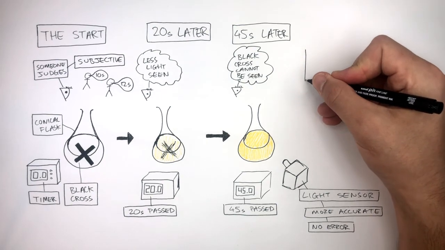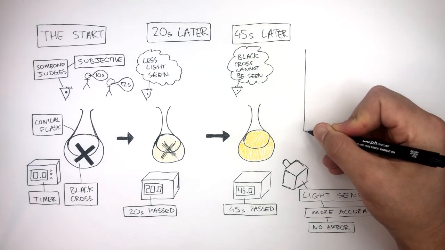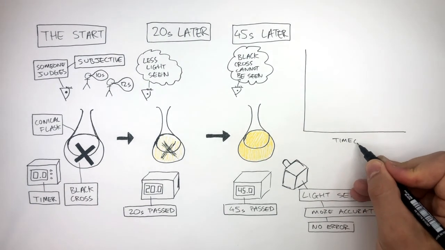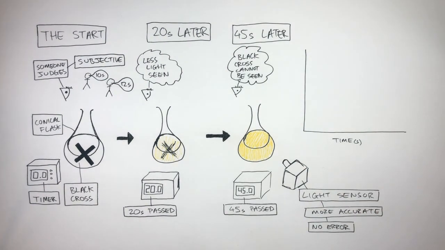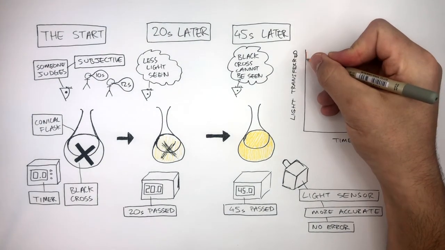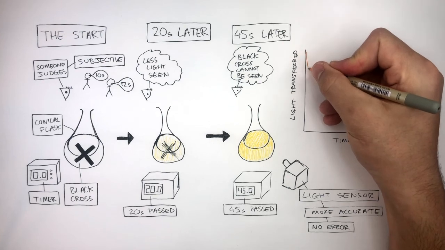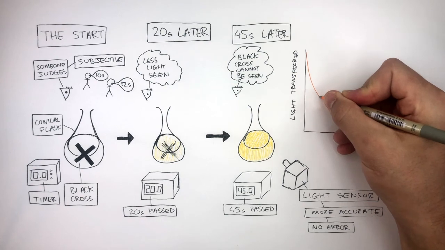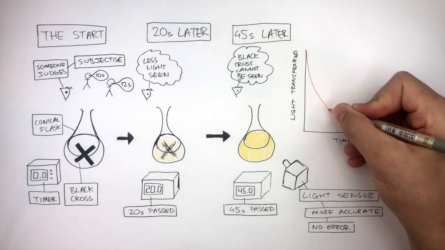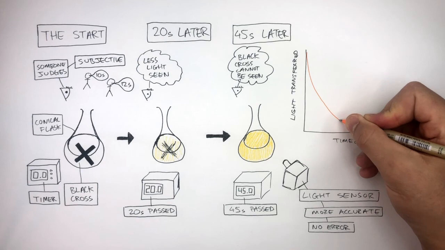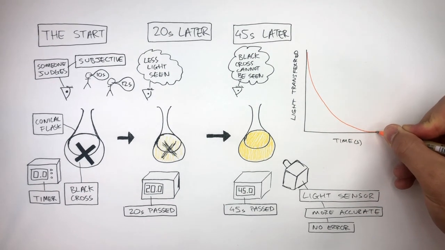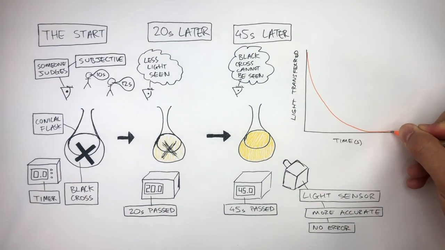Using the data from a light sensor and the timer, we can plot this data on a graph. On the x-axis is time in seconds, and on the y-axis is light transferred. At the beginning of the reaction, the light transferred is the highest, as this is when the solution is transparent. As the reaction continues, less light is transferred due to the precipitate forming. Eventually, there will be no light transferred as the precipitate is completely blocking how much light can be transferred through the solution.